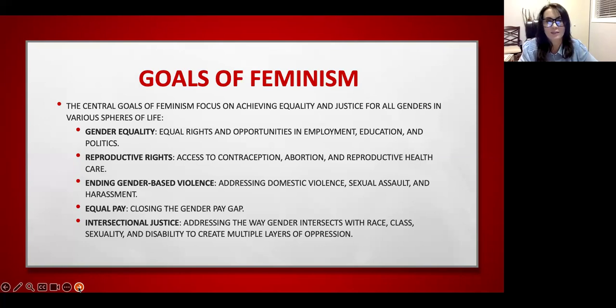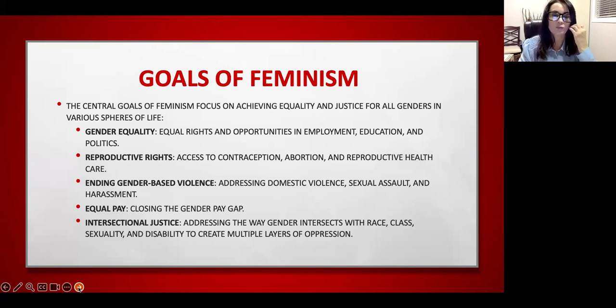Also, reproductive rights. Still today, it is being contested, and people are still talking about that. Like recent developments in the USA, for example, now taking away the reproductive rights we gained through these feminist movements. It is about access to contraception, access to abortion, safe abortions, and it's about reproductive health and care.